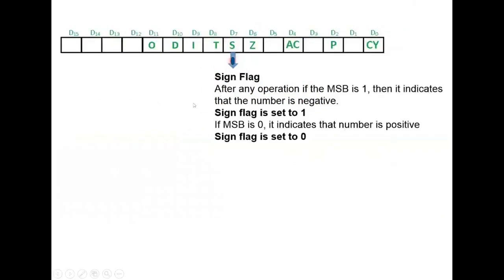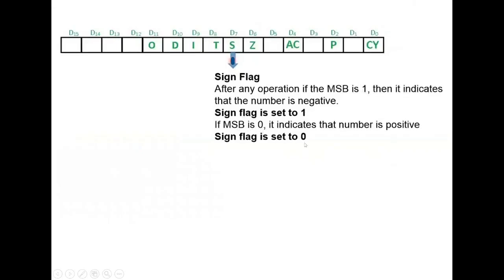Next is the sign flag. It indicates whether the number is a negative number or a positive number. If the number is negative, then your sign flag will set. If the number is positive, then your sign flag will reset. We'll see how it identifies whether the number is negative or positive based on the most significant bit value, the MSB value. If the MSB is 1, then the number is negative, so your sign flag shows 1. If the MSB is 0, then it is a positive number, so your sign flag shows 0. If MSB is 1, sign flag also 1. If MSB is 0, sign flag also 0.